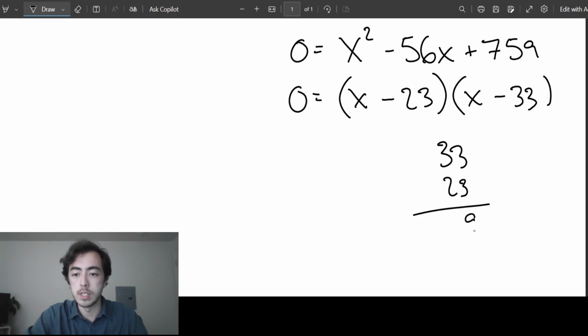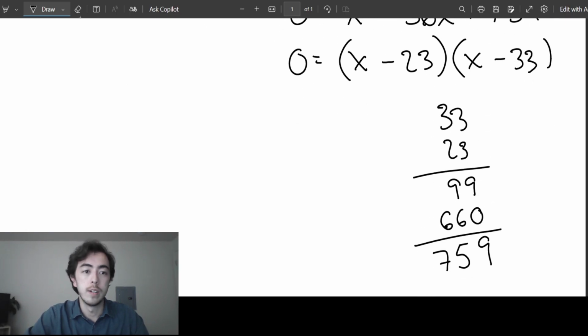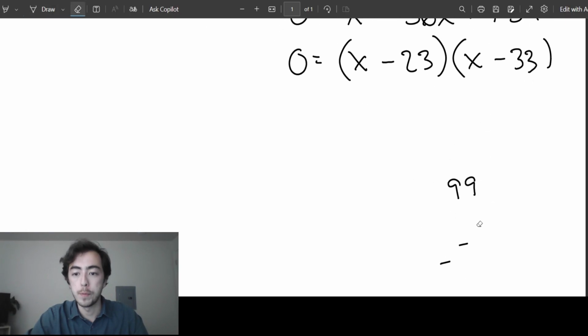3 times 3 is 9. 3 times the other 3 is still 9. Placeholder 0 for the 20. And then 2 times both of these 3's would just be 6's. And then we do get 759. Okay, cool. So this factoring does work.